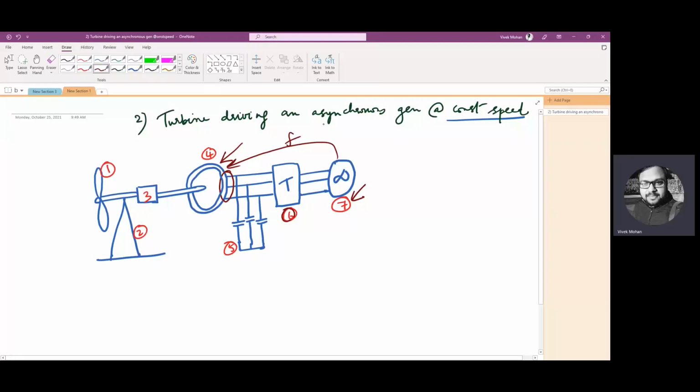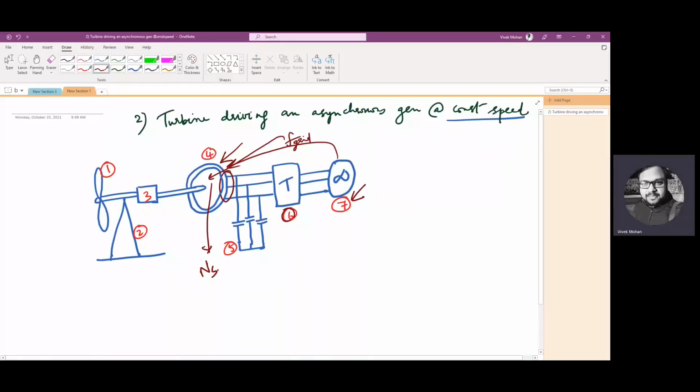So what produces the magnetic flux in the induction generator is the grid supply. The speed of that magnetic flux will depend on the frequency of the grid supply. Now the rotor of the induction generator rotates faster than the magnetic flux, which is rotating at the synchronous speed. So this F is F grid. This F grid governs the speed of the magnetic flux, which is NS, the synchronous speed.